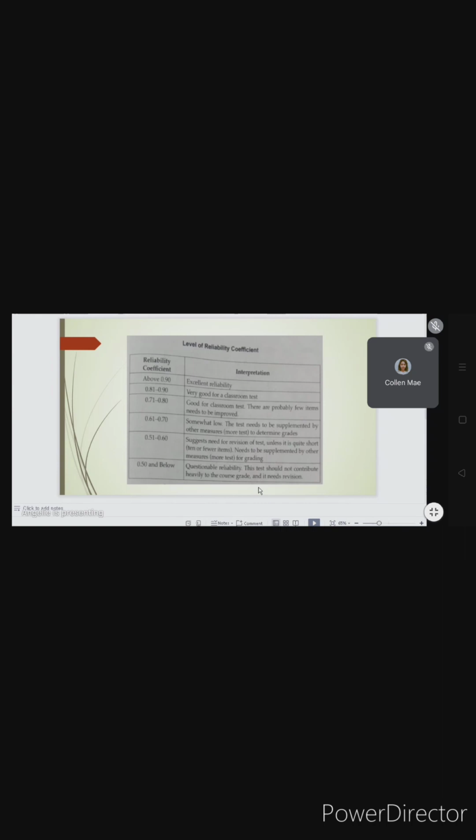If 0.51 to 0.60, it suggests a need for revision of the test unless it is quite short, 10 or fewer items. So it needs to be supplemented by other measures, more tests for grading. If 0.50 and below, questionable reliability; this test should not contribute heavily to the course grade and it needs revision.